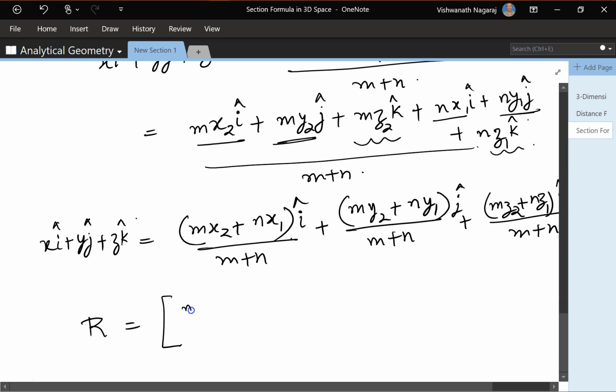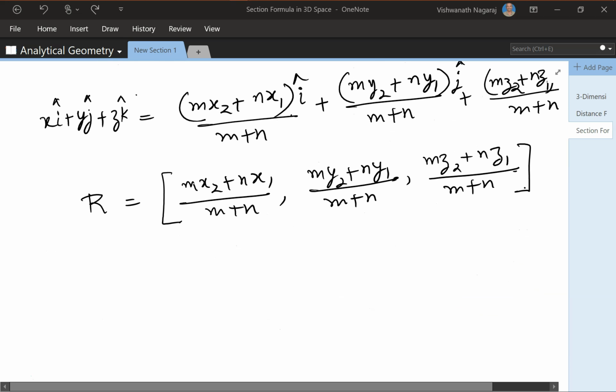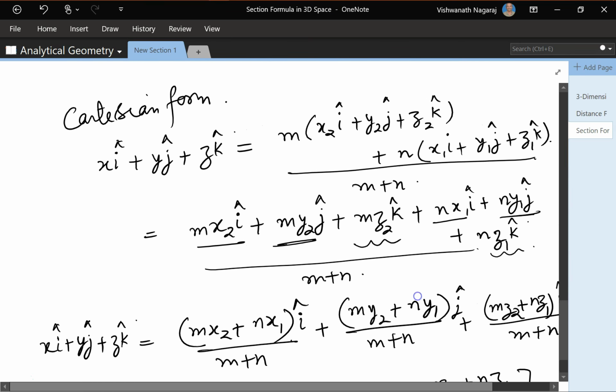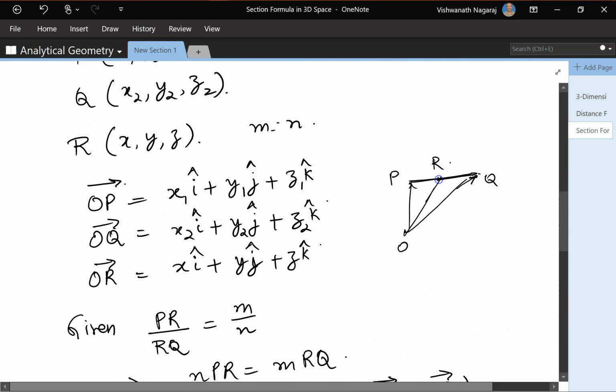Now the coordinates of R would be mx2 plus nx1 by m plus n, my2 plus ny1 by m plus n, and finally mz2 plus nz1 by m plus n. Now remember, here we took it as internal division, right? R is in the interior of PQ.